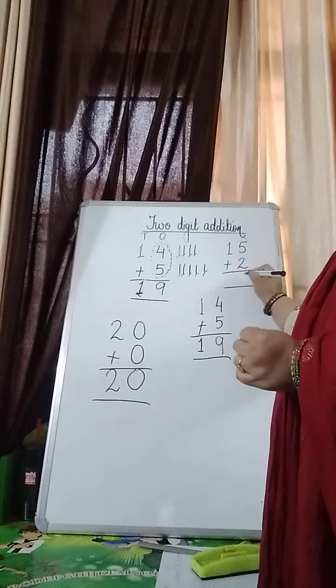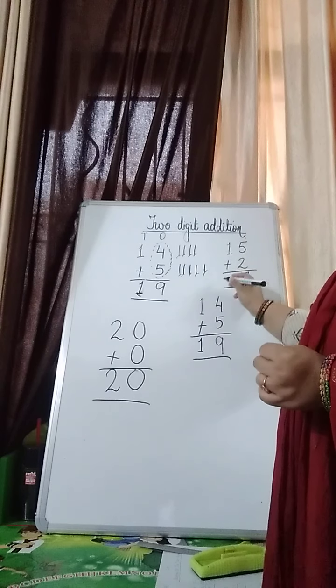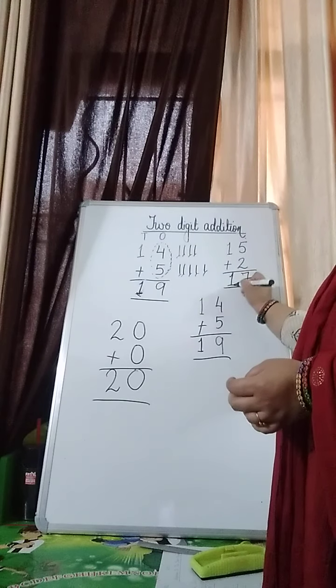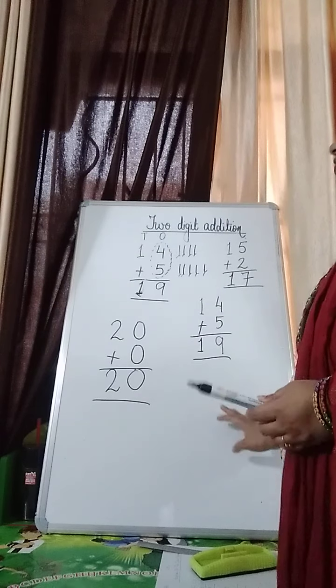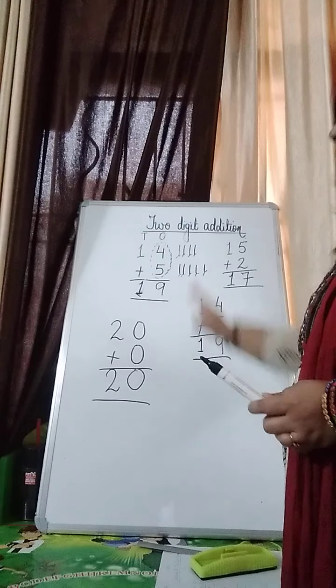Okay? Answer is 7. And below the 1 there is nothing, so you will just put 1 over here. So it comes to 17.